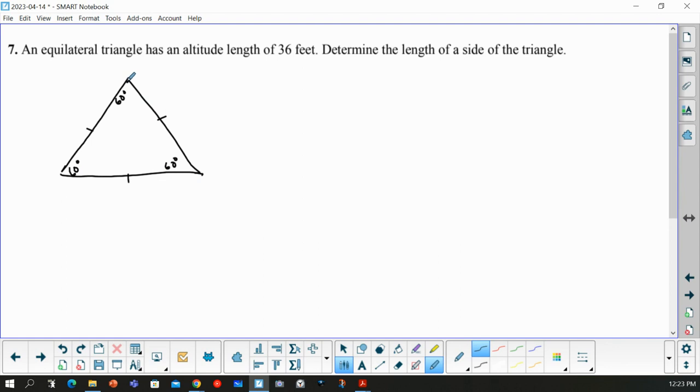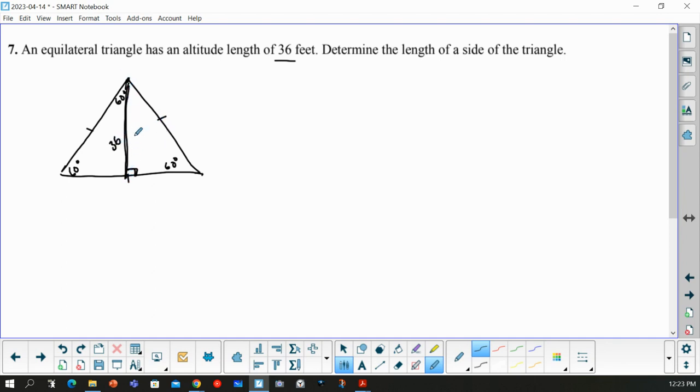But it does say there's an altitude. An altitude is how tall it is. If I want to know how tall this was, I'd go from the peak straight down to the ground, right? Now, the altitude length, this line right here, it says is 36 feet.